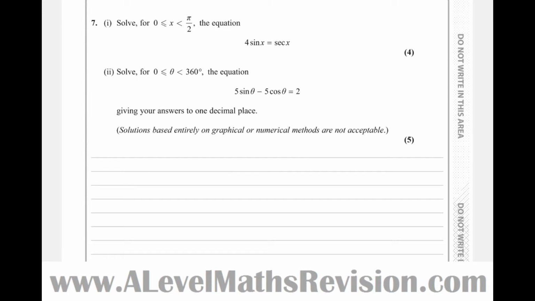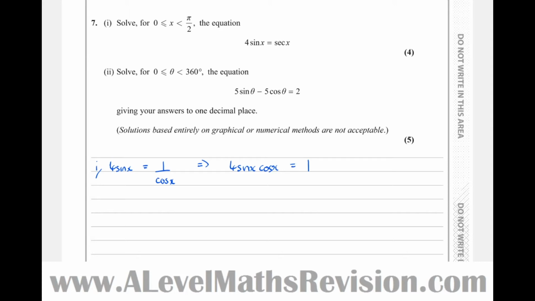Question 7. So this says solve for x between 0 and pi over 2 for 4 sine x equals sec x. So let's write that down in terms of what it actually means. So part 1, we've got 4 sine x equals sec x, which is 1 over cos x. Well, if we multiply by cos x, that gives 4 sine x cos x equals 1. And it looks like we've hit a brick wall because we've got a mixture of sines and coses there.